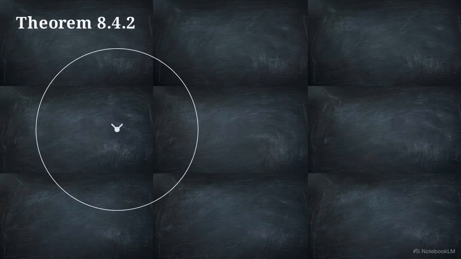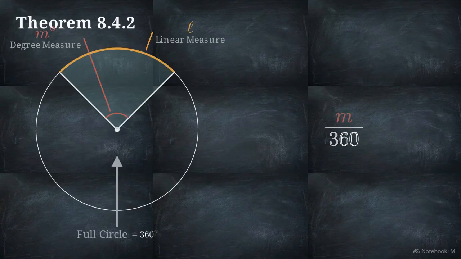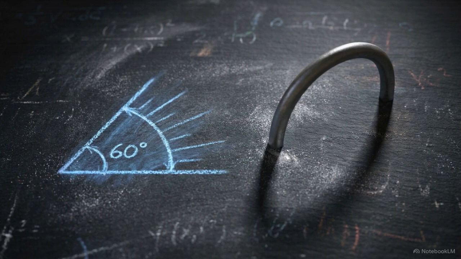Theorem 8.4.2 provides the mathematical bridge to convert an angular degree into a linear distance. In this diagram, we separate the internal degree measure from the external linear length. An arc's linear length is exactly proportional to the fraction of the full 360 degrees it occupies. To find the final length, we take this angular fraction and multiply it by the total linear circumference of the circle. Theorem 8.4.2 translates abstract rotational angles into tangible, measurable physical distances.